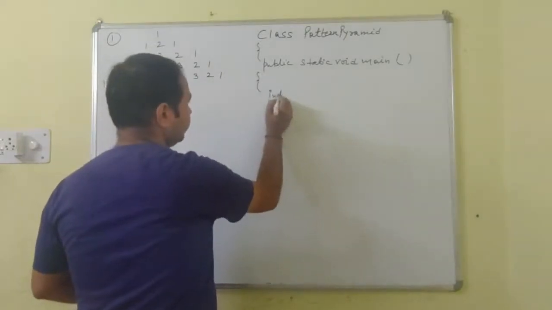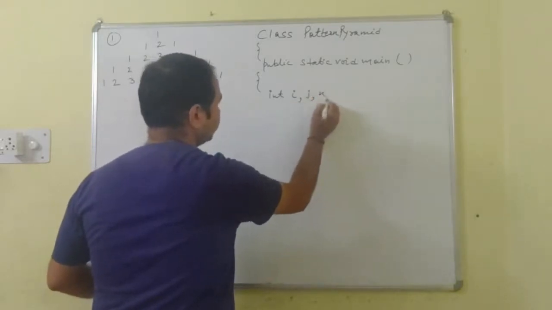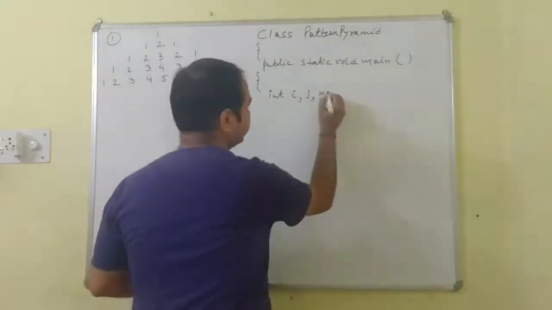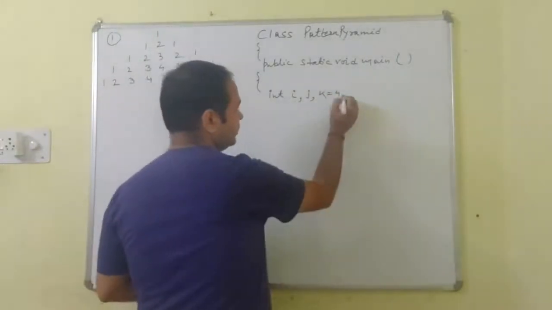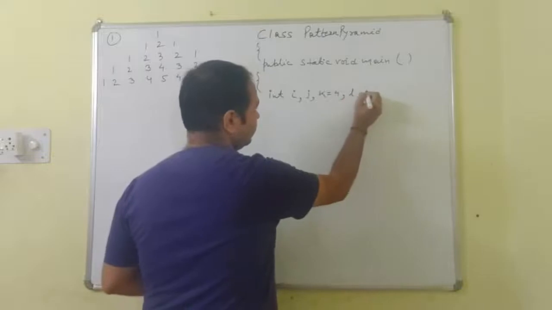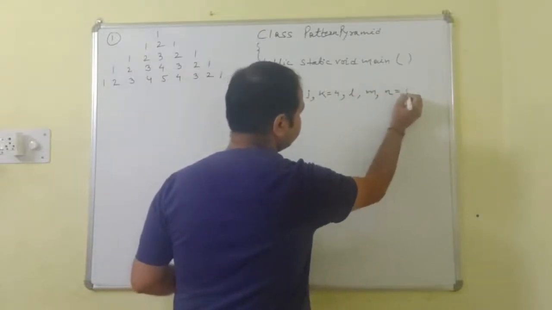Take the variables int i, j, k. I initialize k at 4, and then I take the variable l. I take m as a variable and n as a variable, n equals 1.